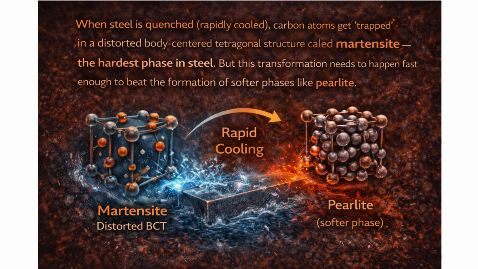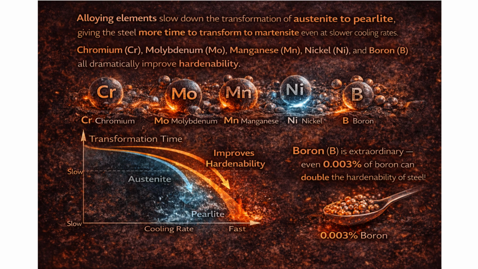When steel is quenched, rapidly cooled, carbon atoms get trapped in a distorted body-centered tetragonal structure called martensite, the hardest phase in steel. But this transformation needs to happen fast enough to beat the formation of softer phases like pearlite. Alloying elements slow down the transformation of austenite to pearlite, giving the steel more time to transform to martensite even at slower cooling rates. Chromium, molybdenum, manganese, nickel, and boron all dramatically improve hardenability. Boron is extraordinary, even 0.003% of boron can double the hardenability of steel.